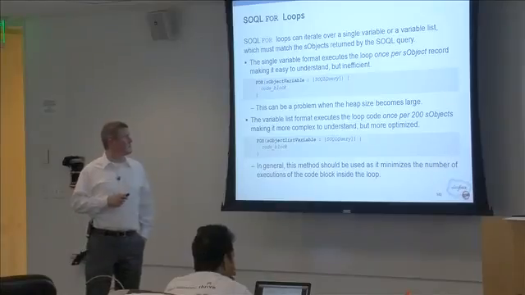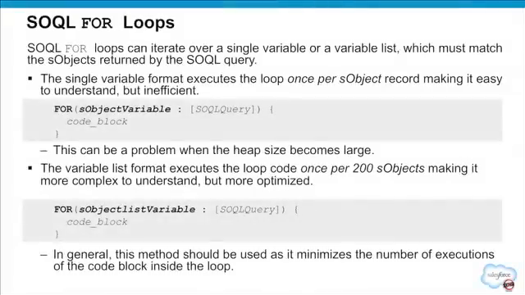So there's a special type of for loop that involves SOQL queries. What this does is, when we have a SOQL query as the list that we are operating on, it will fetch the results and then provide you those results, in this case with the single variable, one at a time. Okay?